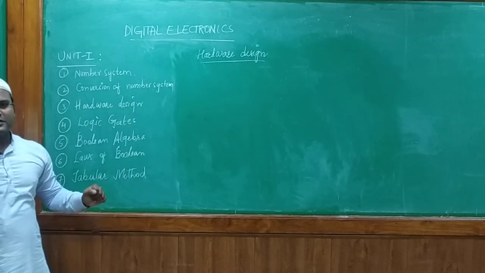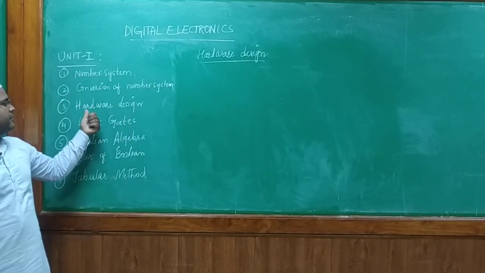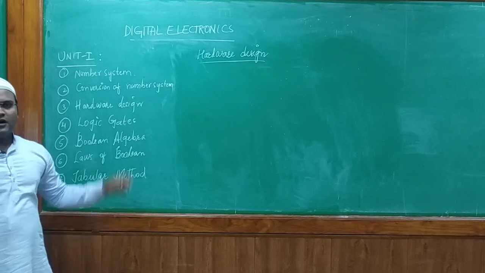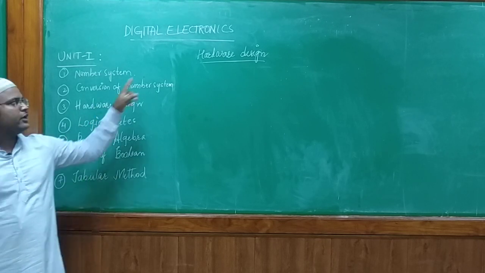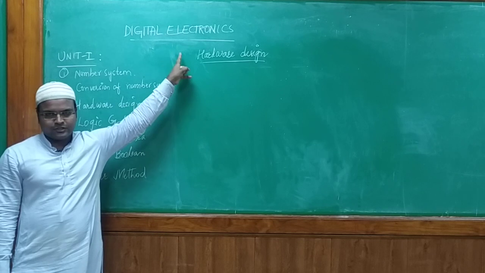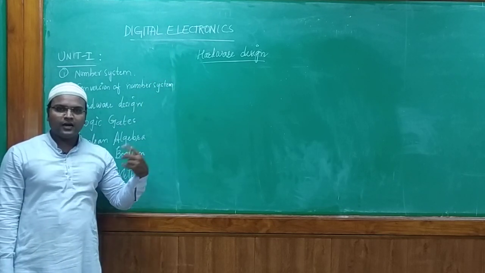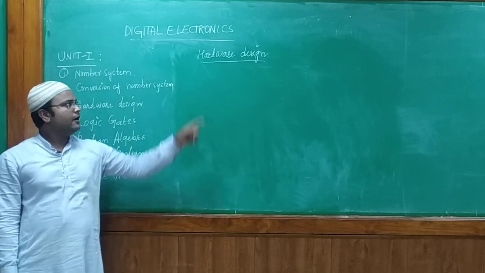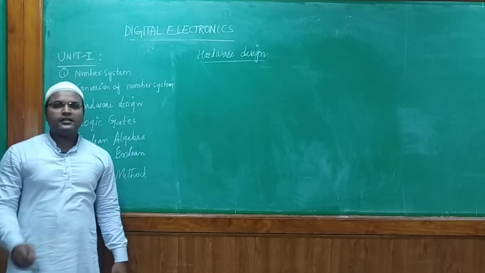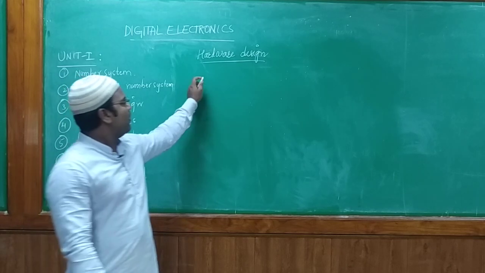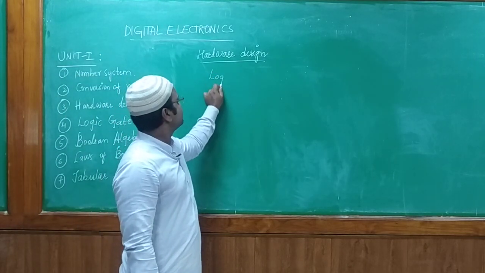The next concept of this unit 1 topic would be the hardware design. How to design the hardware? Since we are talking about digital electronics, it means it should contain some hardware. So that hardware designing circuitry can be done by considering its hardware design. In the hardware design, we need to understand the meaning of logic gates.